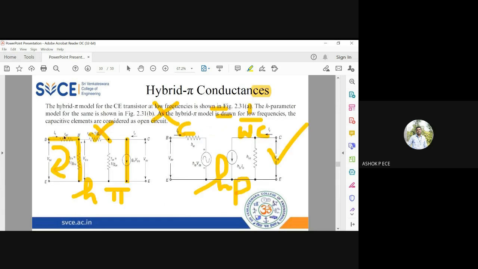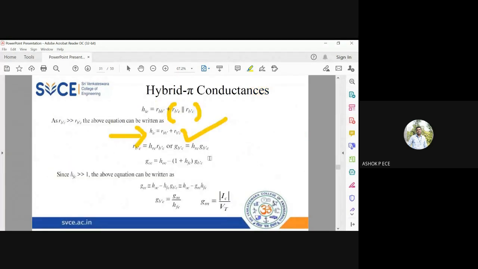So here RBB', RB'E, and RCE is 1 by GCE. See, everything you can write in terms of conductance. So I have found what GCE is. So from GCE, if I take 1 by the value of GCE, I'll be getting RCE. So the goal of the hybrid pi conductance is writing all the values of conductances. So first we have got the actual value of GCE.